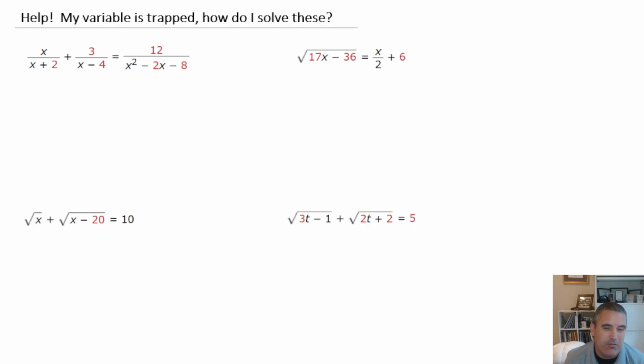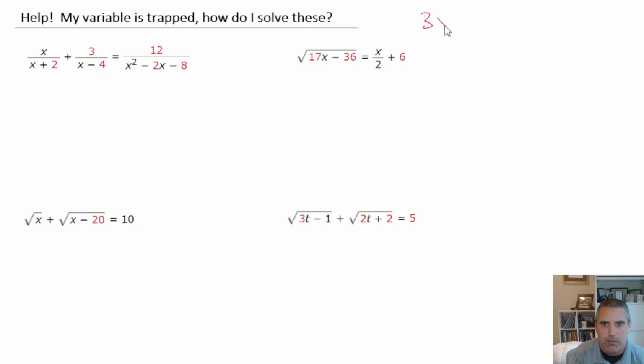In our pre-calculus class, we have various algebra problems thrown in at the end of assignments. We have a particularly challenging batch here where the variable is trapped. And so I wanted to say a few things about what we do when the variable is trapped. We usually try to get a variable by itself by shifting things from one side to the other. We've played that game quite a bit.